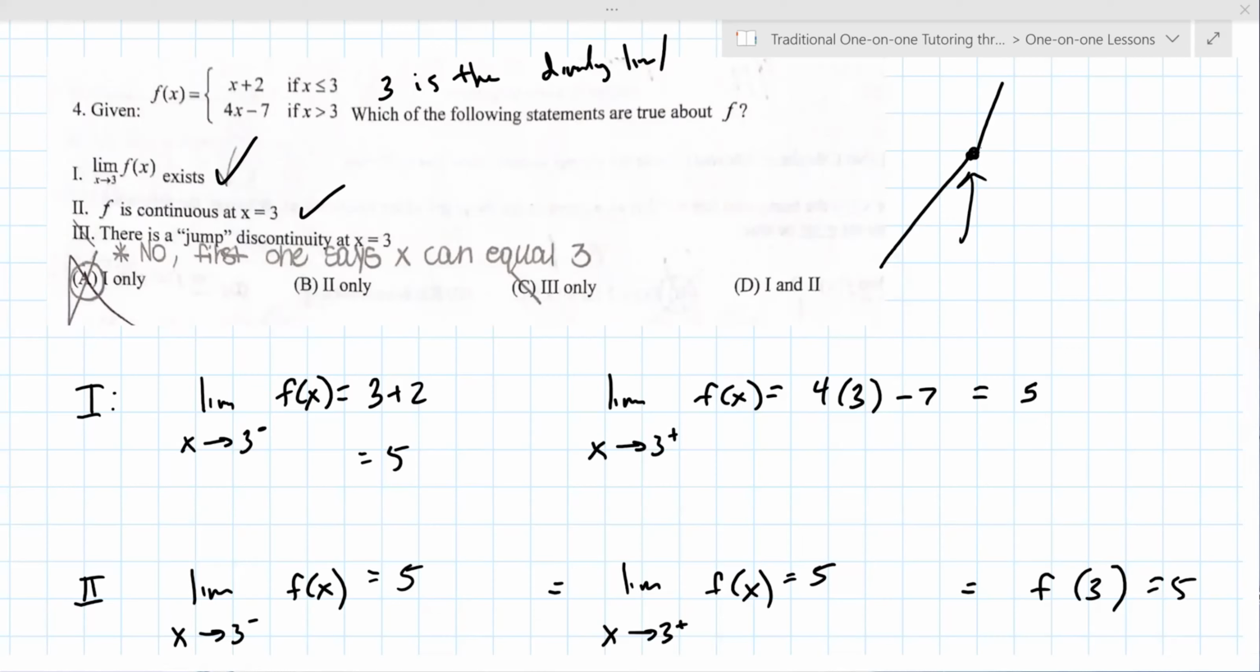Right. So let's just say it was 4x minus 6 instead of 7. Number 1 would be false because it would be 4 times 3 minus 6, which would be 6, and so these would be different. In that case, the limit wouldn't exist. It would not be continuous because they're different, and there would be a jump discontinuity. So it might be that they're all true, although it's not an option. Gotcha.